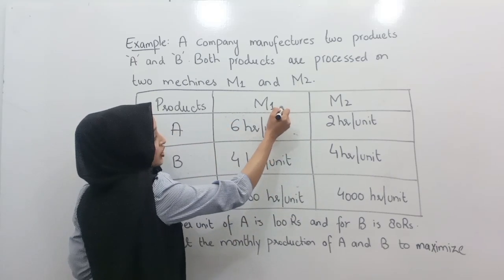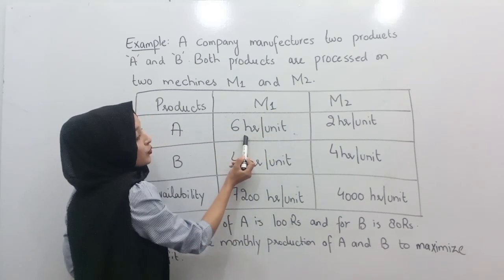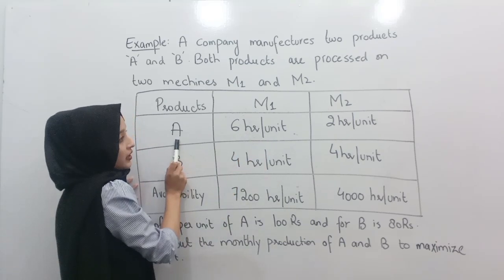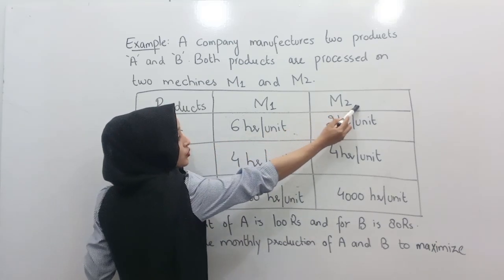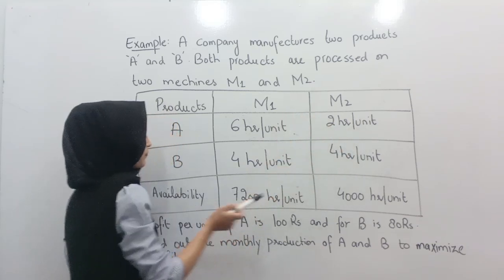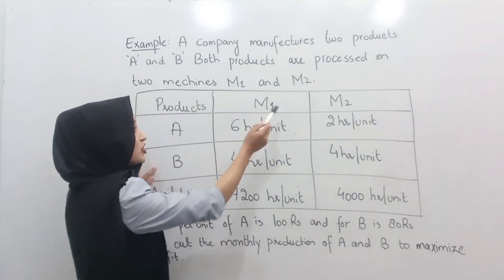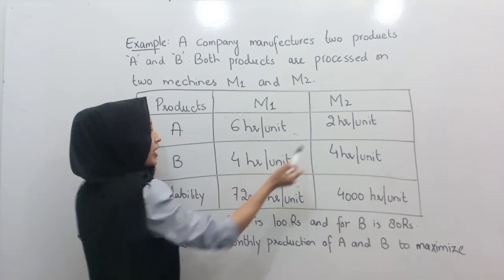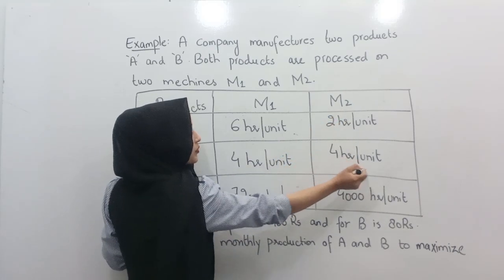M1, which is the machine 1, takes 6 hours to produce 1 unit of product A. And similarly, machine 2 takes 2 hours to produce a single unit of product A. And for product B, machine 1 takes 4 hours per unit and machine 2 takes 4 hours per unit.